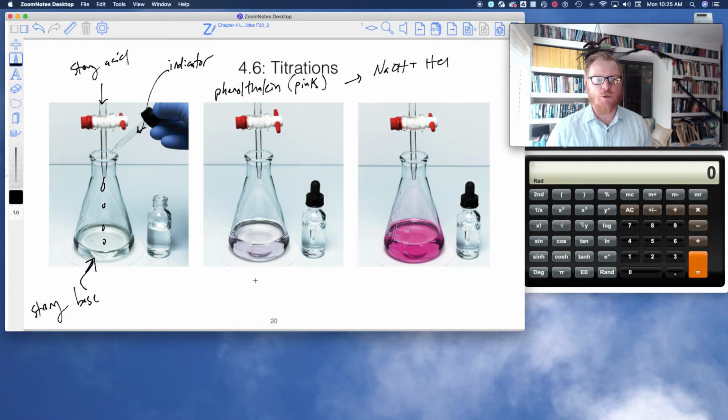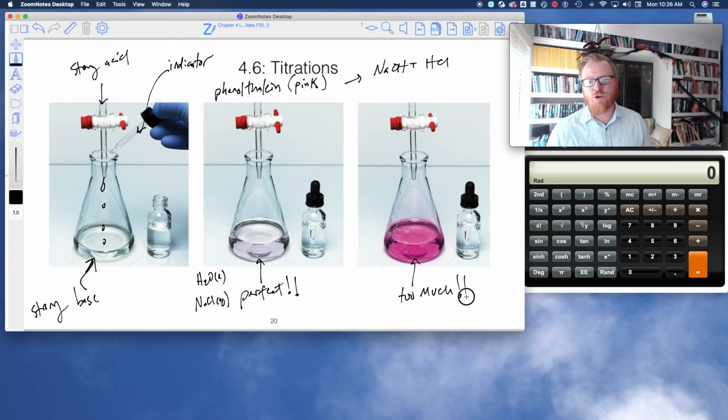Okay, so this would be perfect. Just this ever so slight pink color for specifically this phenolphthalein would tell us that we have made H2O liquid and NaCl aqueous. So we've titrated out all the H plus and OH minus. This is too much. So we passed it up, okay?